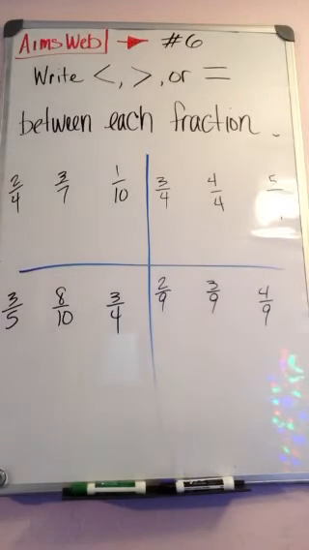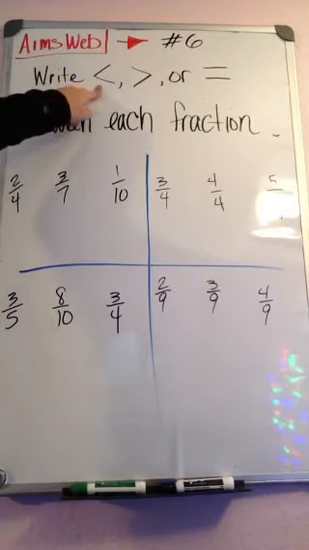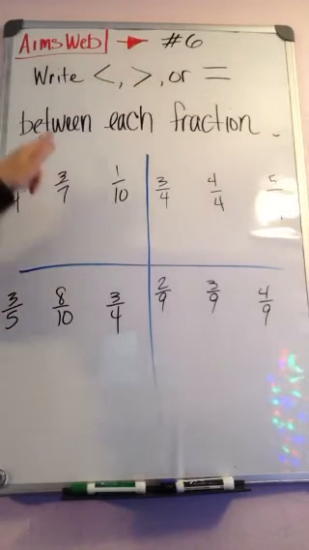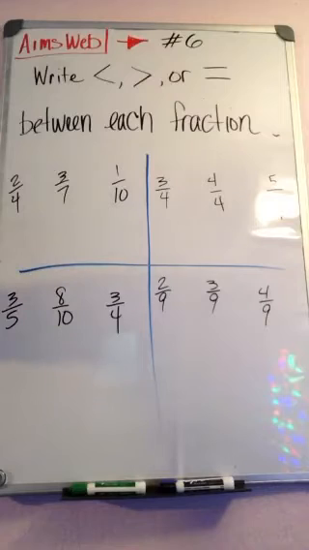Ames Web number 6. Two simple, quick, easy ways to solve this problem. It wants you to write a less than, greater than, or equal sign between each fraction. So, on the first way, we're just going to do a quick cross multiply, see which one is larger. On the second type, we're going to look at the denominators to compare the fractions.